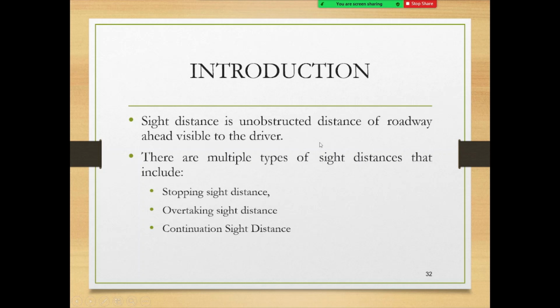Okay. Side distance is the unobstructed distance of roadway ahead visible to the driver. There are multiple types of side distances that include stopping side distance, overtaking side distance, and continuation side distance. So we are going to discuss these three. Right now, remember this is Oxford's terminology. Okay, Oxford means Australian road standards, right? Now, sometimes in American standards, AASHTO, they call this overtaking side distance passing side distance. So if you see somewhere in a textbook, passing side distance, that's the same thing, right?